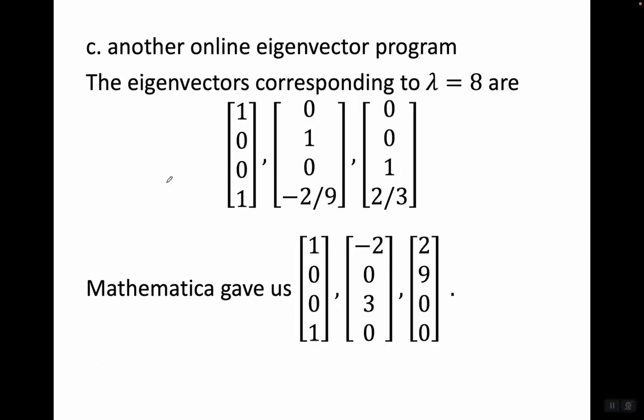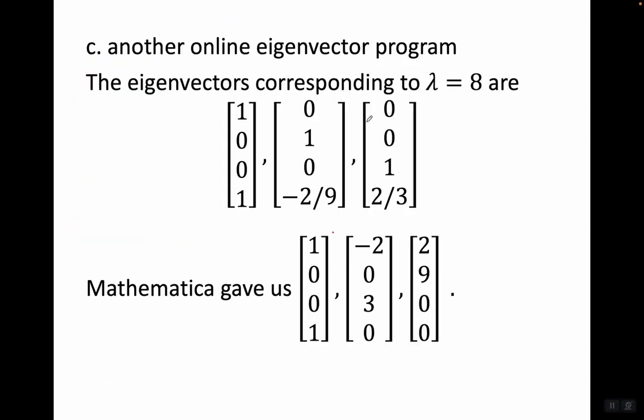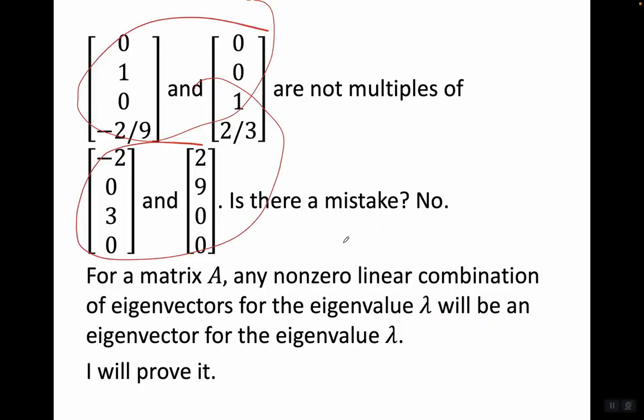Now, let's look at another online eigenvector program. The eigenvectors corresponding to lambda equals 8 are these: 1, 0, 0, 1; 0, 1, 0, negative 2/9; and 0, 0, 1, 2/3. Mathematica gave us these. Whoa, notice what's happening. Unlike what we saw before, these are not multiples of these vectors. Is there a mistake? No. For matrix A, any non-zero linear combination of eigenvectors for the eigenvalue lambda will be an eigenvector for the eigenvalue lambda. I'm going to prove it. And so that's going to explain how these can be eigenvectors even though they're not multiples of these.